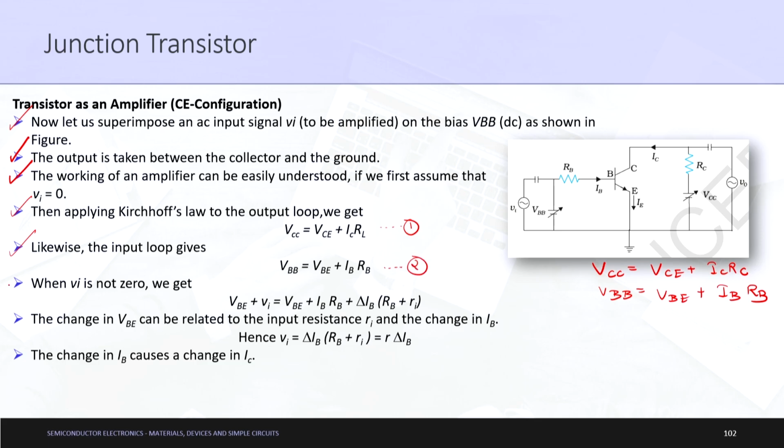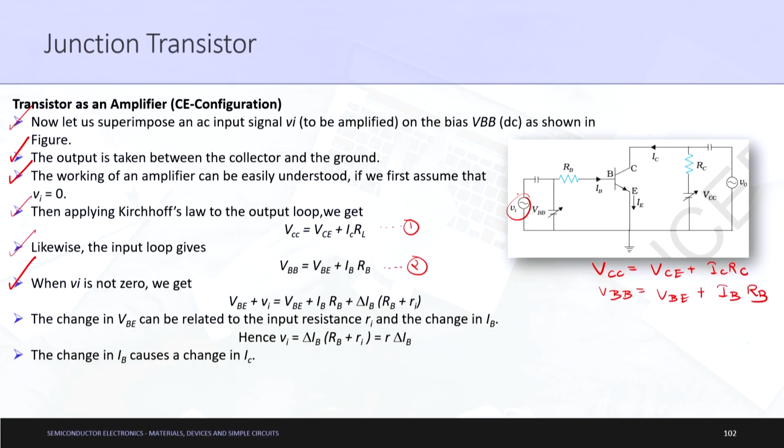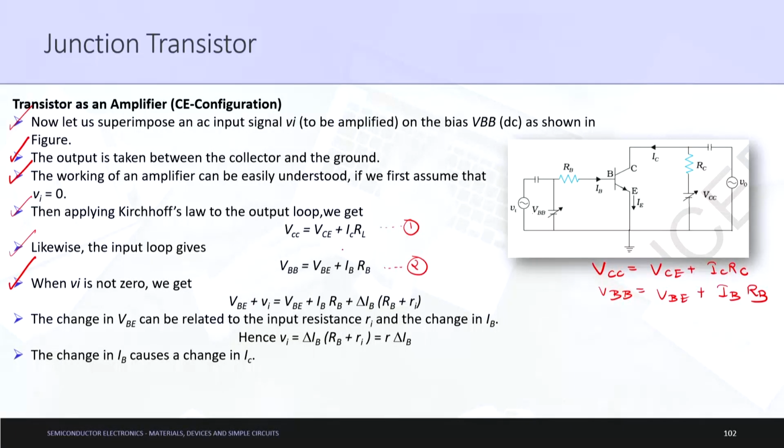Now, let us assume that Vi is not 0. If Vi is not 0, it means it has some value. If it has some value, we can understand that it is some sort of EMF being applied here. The value of IB can be obtained as some delta IB here. So, only that concept is being utilized here. They are basically saying that if we add that value of Vi here, what will happen?